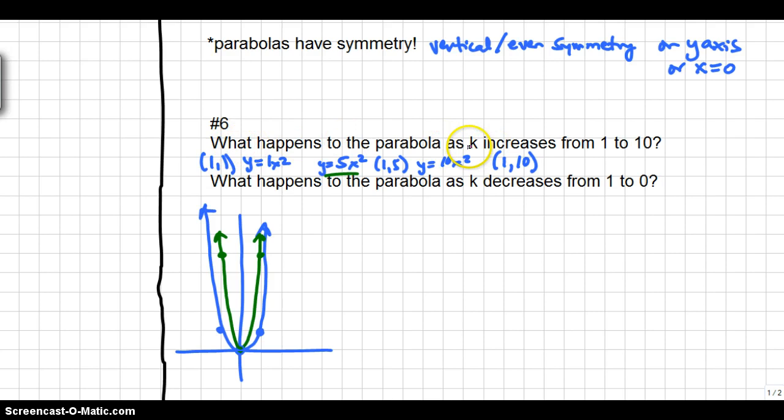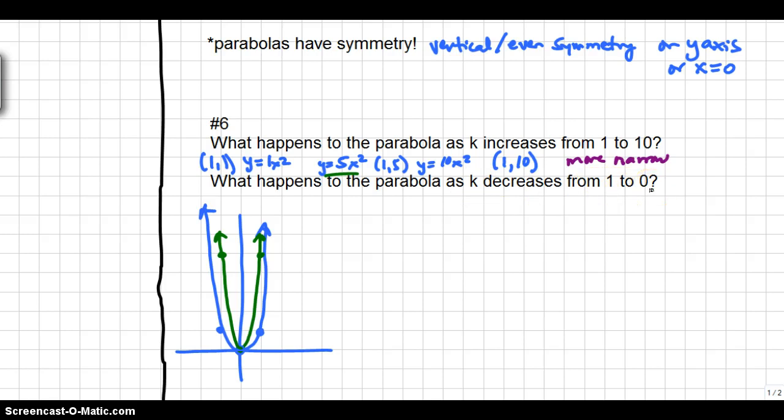And so let's describe now what happens. What happens to the parabola as k increases? It gets more narrow, or you can say more skinny, or any other word that would describe that in your own words. More narrow. So what do you think is going to happen as k decreases from 1 to 0?